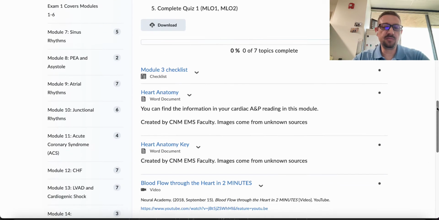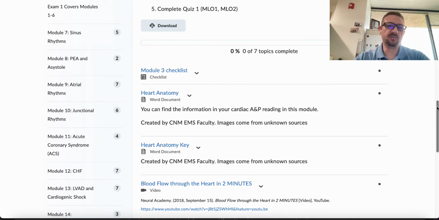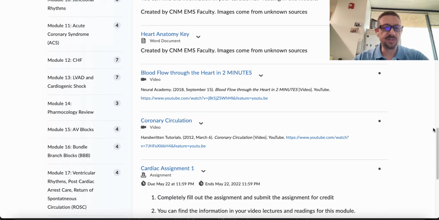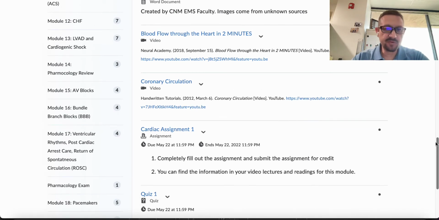Now this will be a good representation of the flow of most modules. We have our checklist. We have a document that you can work through on heart anatomy. There's the key for that document, so make sure, again, with classes like this, you want to memorize these documents. Even though you won't be uploading this or it's not a quiz, you have the key provided for you to check your own work. Make sure you memorize this information because these things will be on the exams and the quizzes.